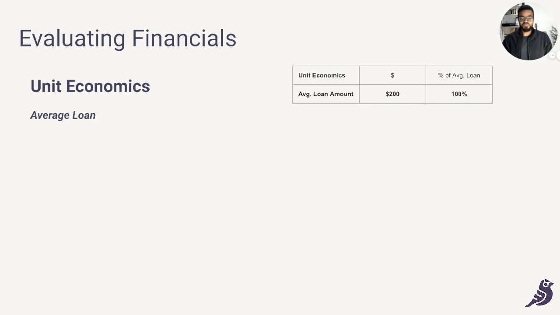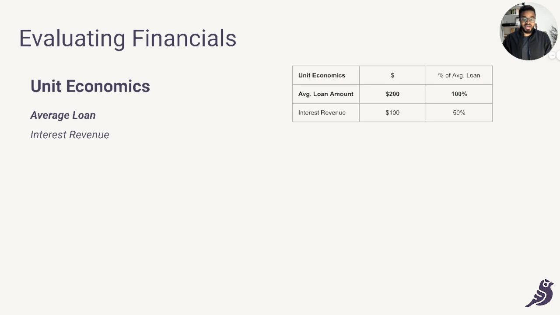Let's say the average loan for the company in question is $200. Next, we try to understand how much interest revenue the company earns on average from this $200. For the purposes of this example, let's say the company earns $100 per loan, which translates to the company making 50% interest revenue per loan.